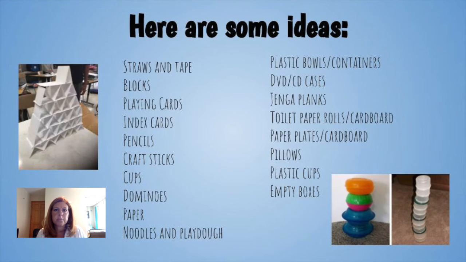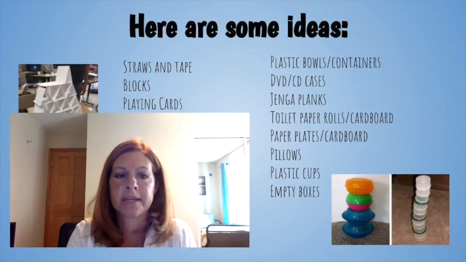So what can you use to build your towers? Look for things around your house. These are just some ideas of things that you might be able to find around your house that you could use. Straws and tape, blocks, playing cards, index cards, pencils, craft sticks, cups, dominoes, paper, noodles and Play-Doh, plastic bowls and containers, DVD and CD cases. If you have the game Jenga, those planks work great. Toilet paper rolls and cardboard, paper plates and cardboard, pillows, plastic cups, empty boxes. There's lots of different things. You just have to be creative and see what you can find.